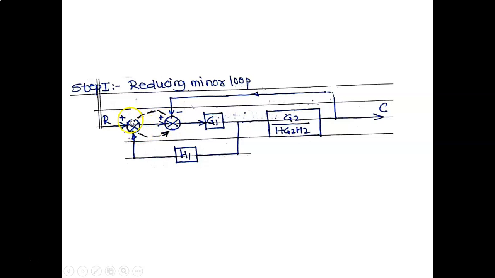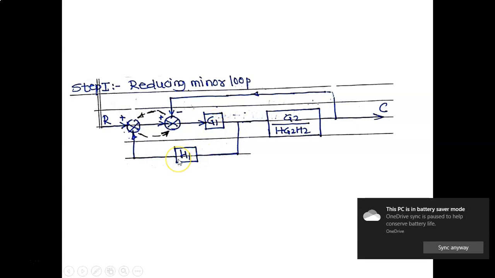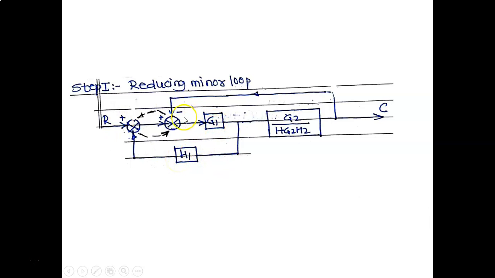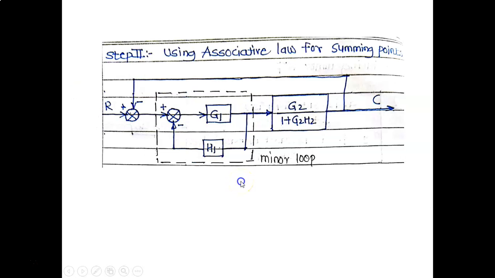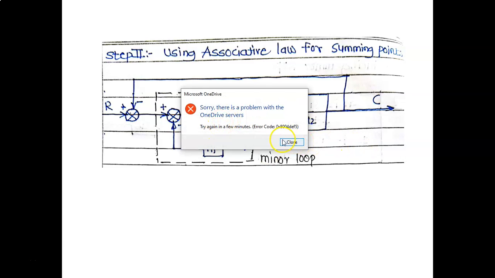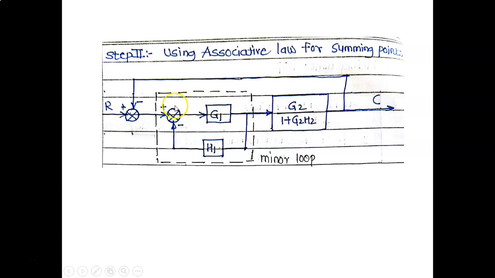Now, what we have to do? We will interchange the two summing points by the associative law, so that this block G1 and H1 will form the feedback loop. See that, associative law. Therefore, this G1 H1 and this summing point will form a minor feedback loop, and its value will be G1 divided by 1 plus G1 H1. We will reduce this minor feedback loop.